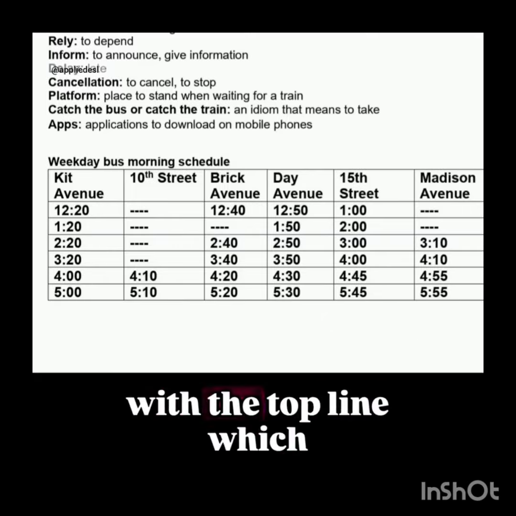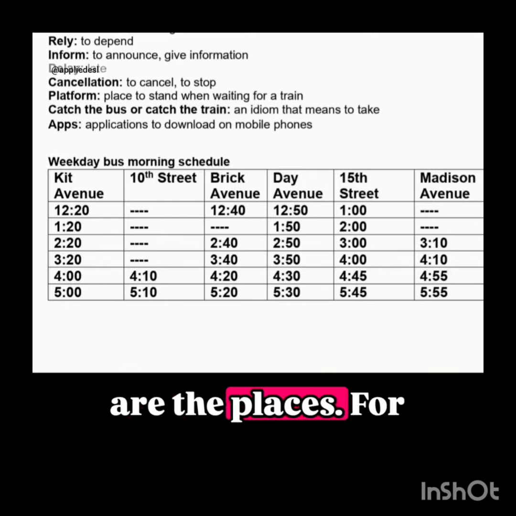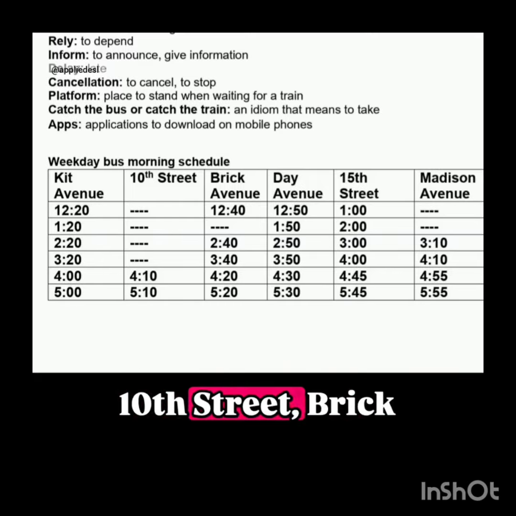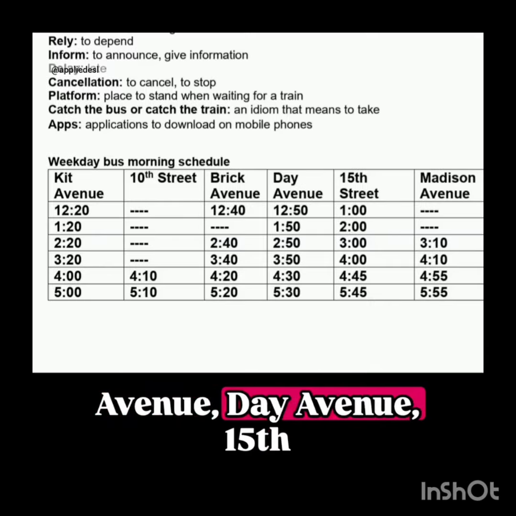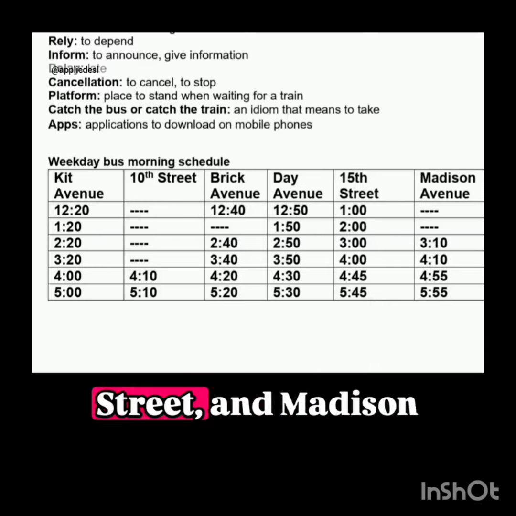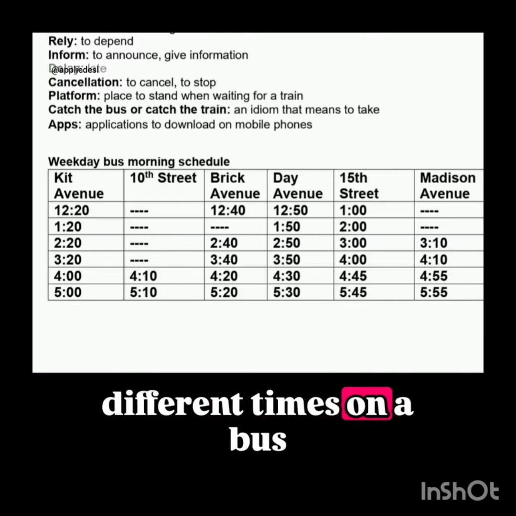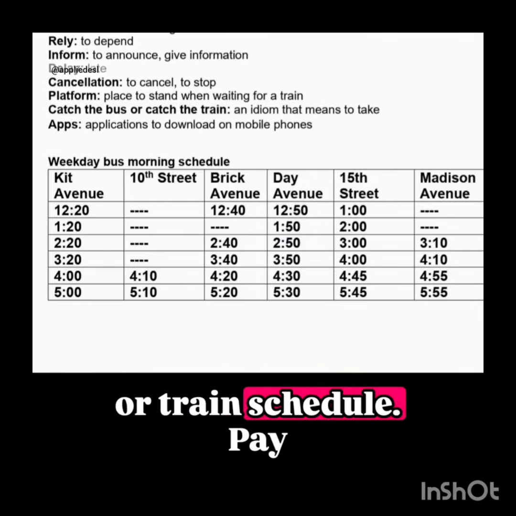Let's start with the top line, which are the places. For example, Kent Avenue, 10th Street, Brick Avenue, Day Avenue, 15th Street, and Madison Avenue. You want to go over the different times on a bus or train schedule.